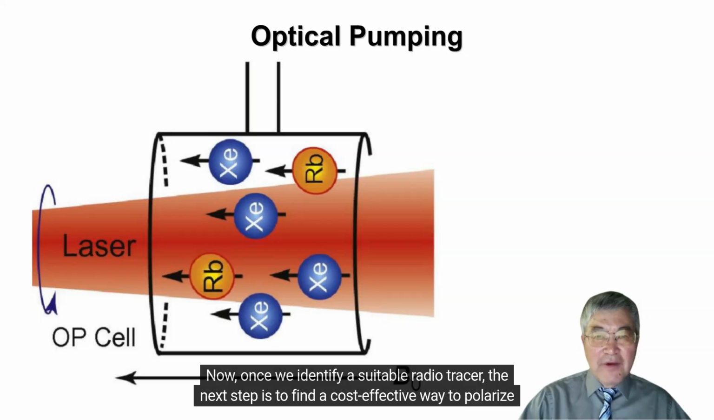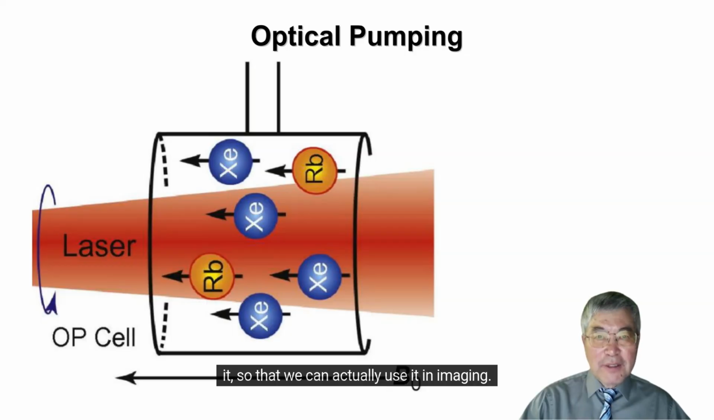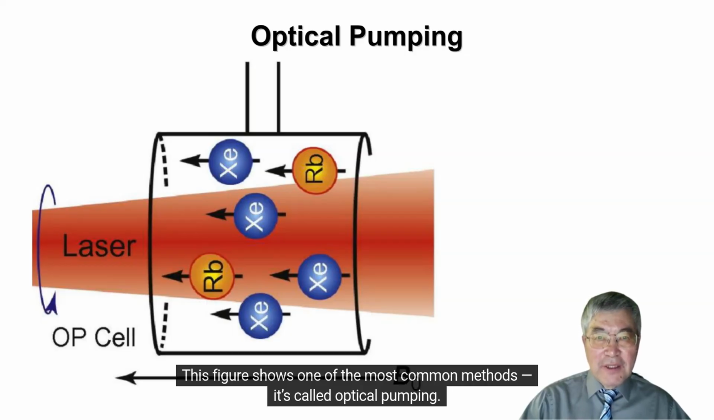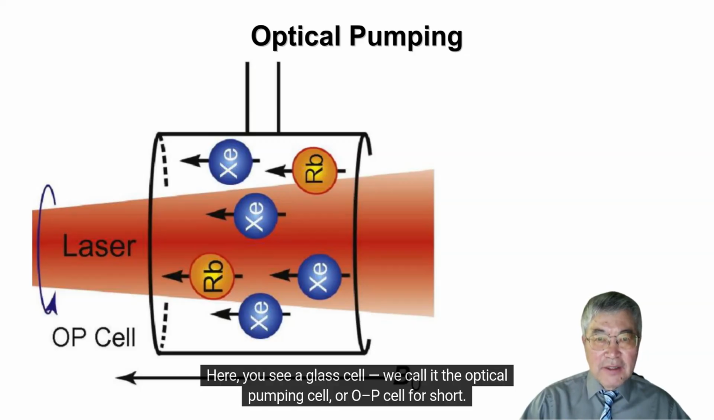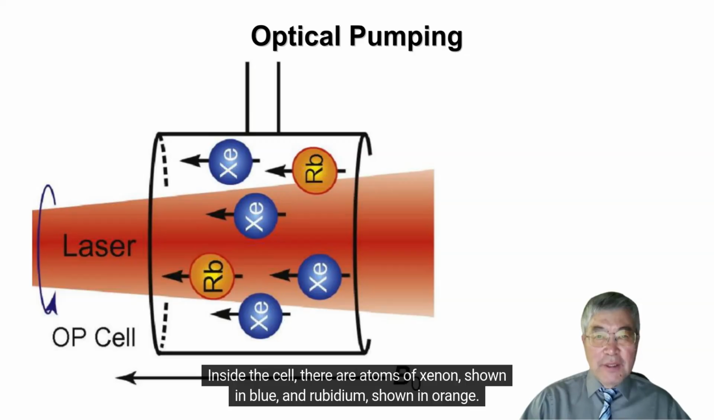Now, once we identify a suitable radio tracer, the next step is to find a cost-effective way to polarize it so that we can actually use it in imaging. This figure shows one of the most common methods. It's called optical pumping. Here you see a glass cell. We call it the optical pumping cell, or OP cell for short. Inside the cell, there are atoms of xenon shown in blue and rubidium shown in orange.